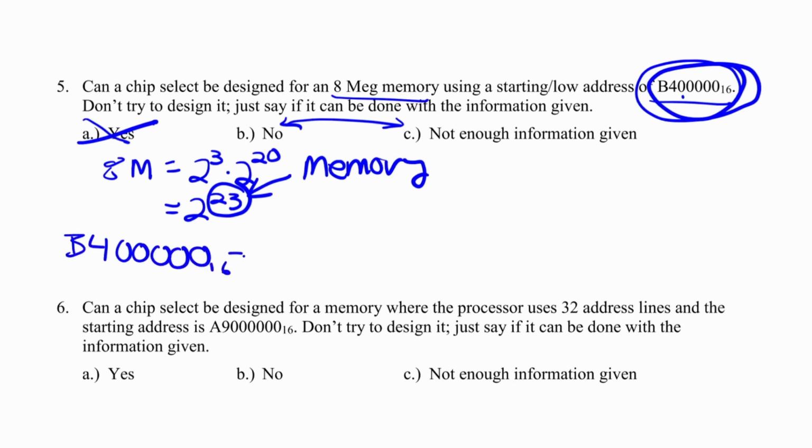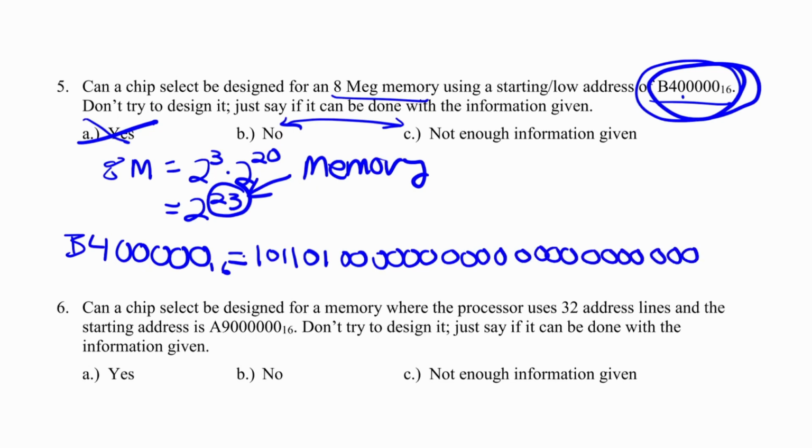B400000 into binary. And by converting it into binary, we'll at least be able to see if an 8 meg memory can use B400000 as a starting address. So B is 1011. 4 is 0100. And then we have 20 bits of zeros. So we'll go ahead and add these 20 bits of zeros. I think that should be it.